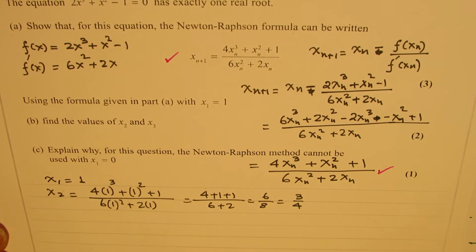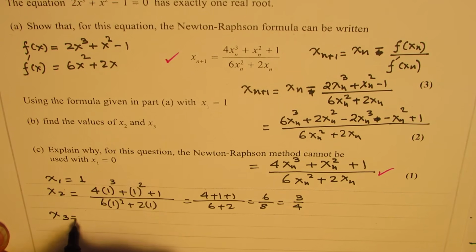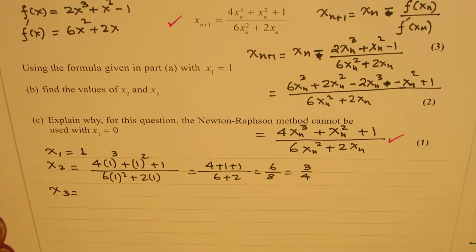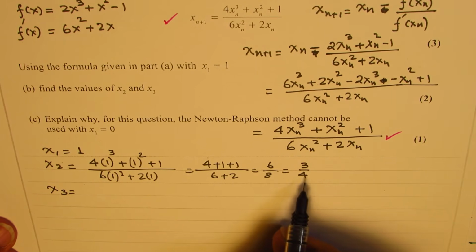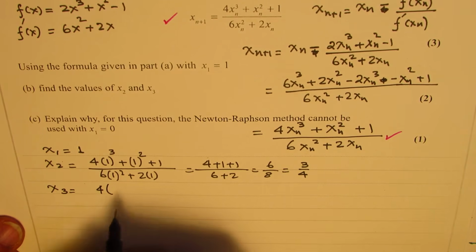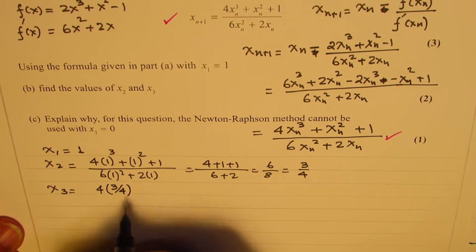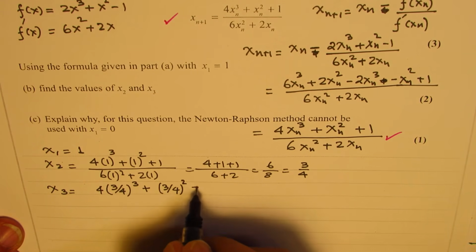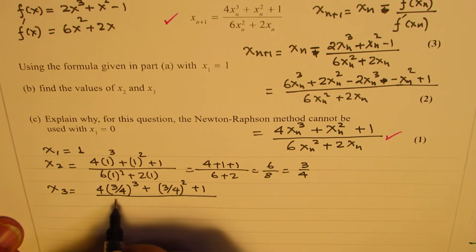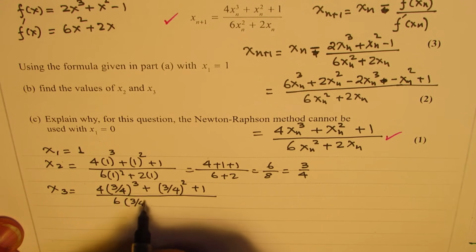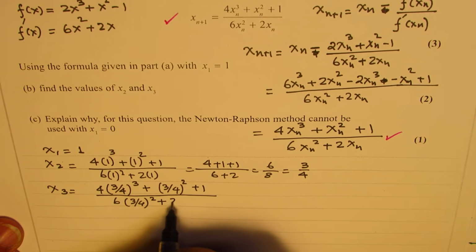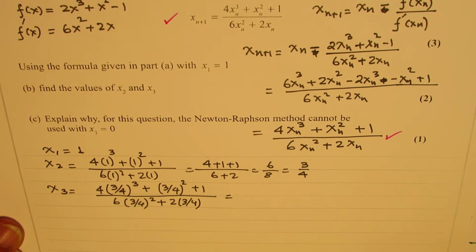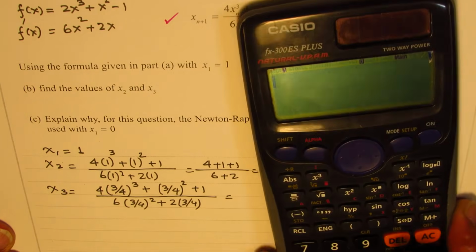So we got x2. Now let's calculate x3. So for x3, we'll substitute 3 over 4 here. Now we did this calculation, right? So they are exactly the same values. So we have 4 times 3 over 4 whole cube plus 3 over 4 whole square plus 1 divided by 6 times 3 over 4 square plus 2 times 3 over 4. Let's use calculator to find this answer.